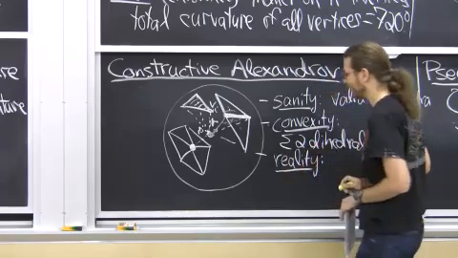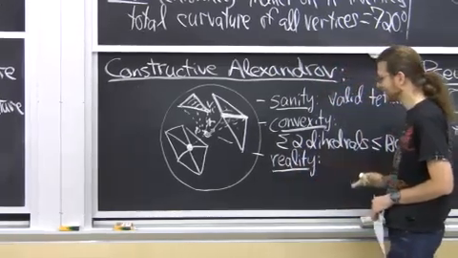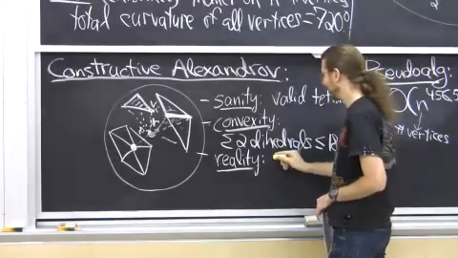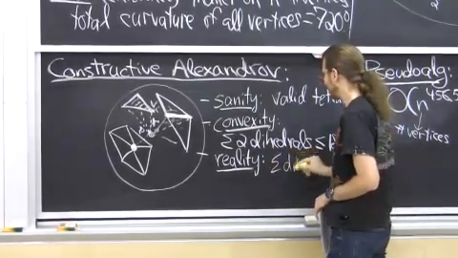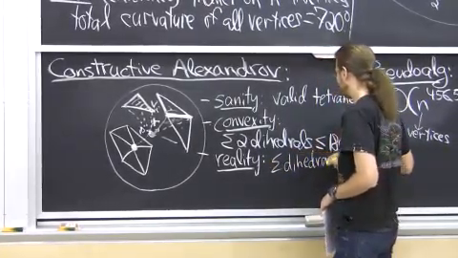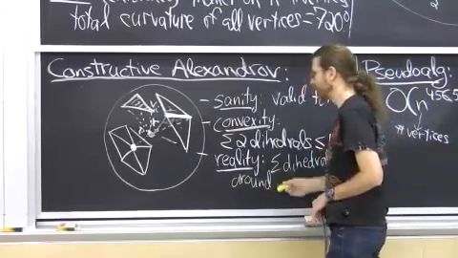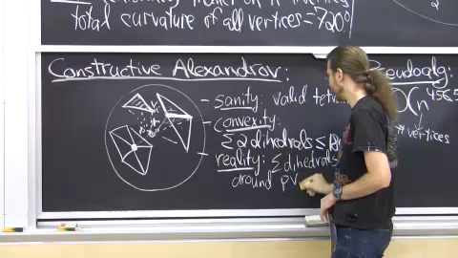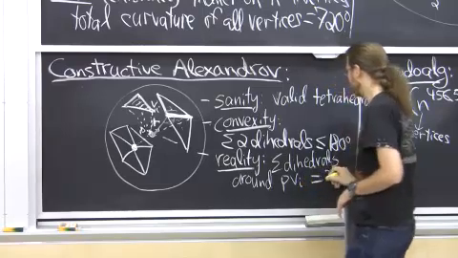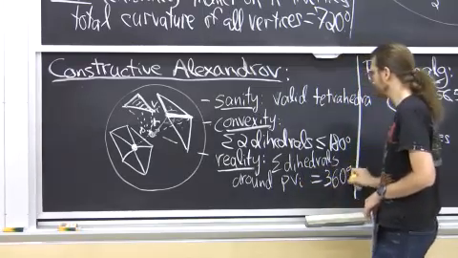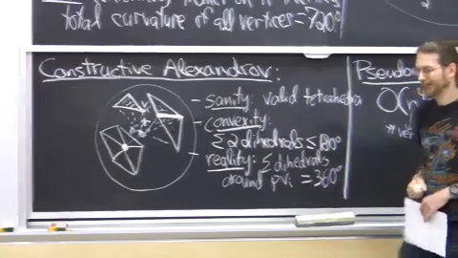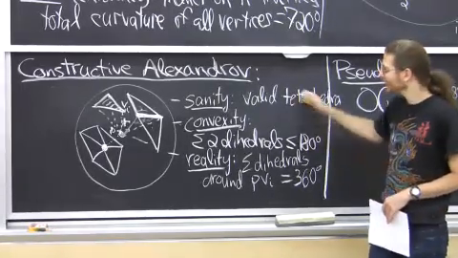I'm not usually bound by the reality constraint. In fact, we will relax it a little bit. But we would like that the sum of the dihedral angles around some edge from P to Vi equals 360. This is the hard constraint to get. Reality is tough. Sanity, convexity, easy.